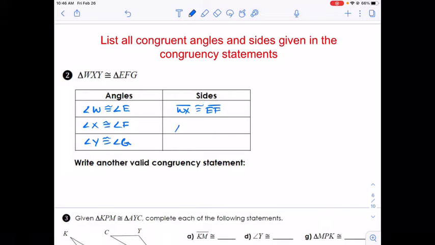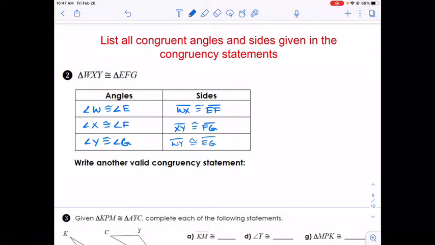Okay, we have XY congruent to FG. And then the last one here, the first and the third, WY, congruent to EG. Once again, make sure the letters are in the right spot. So write another congruency statement here.